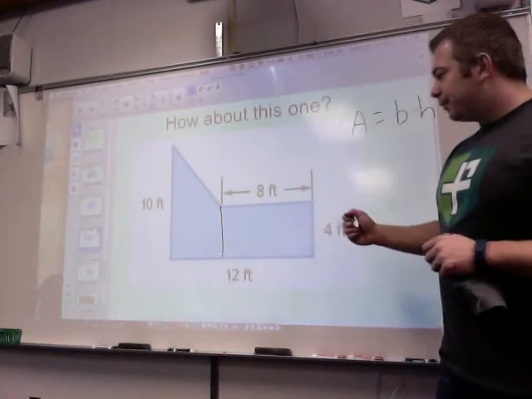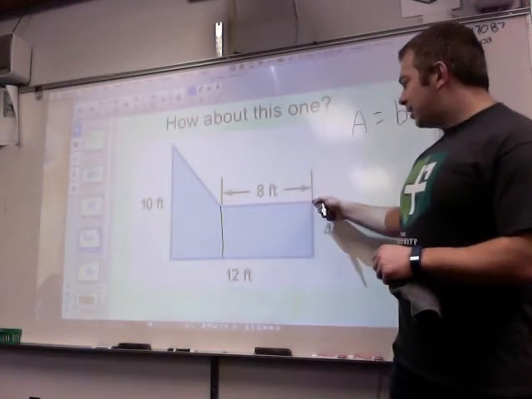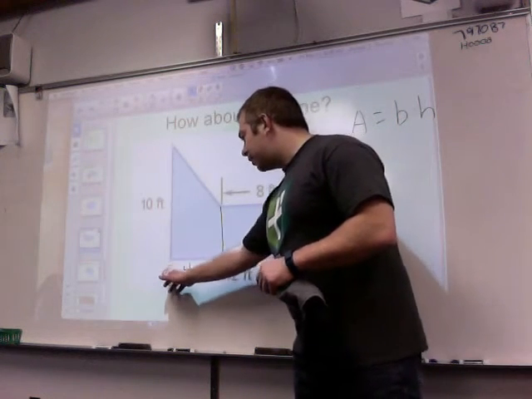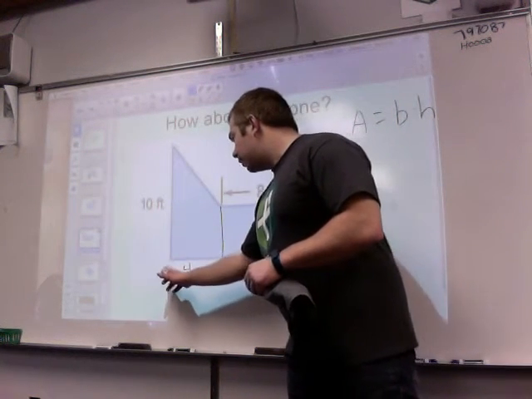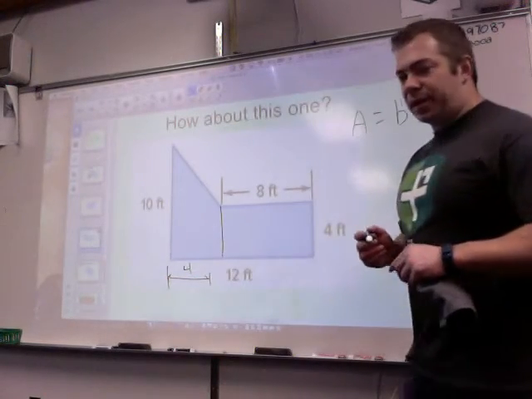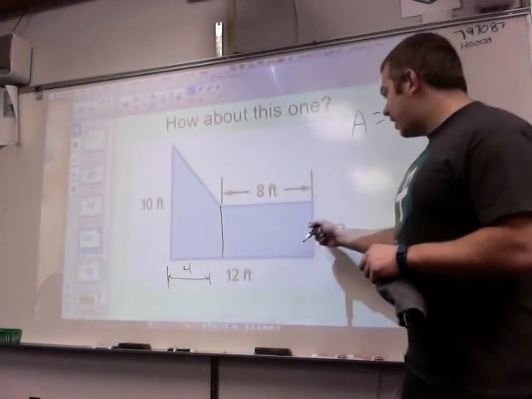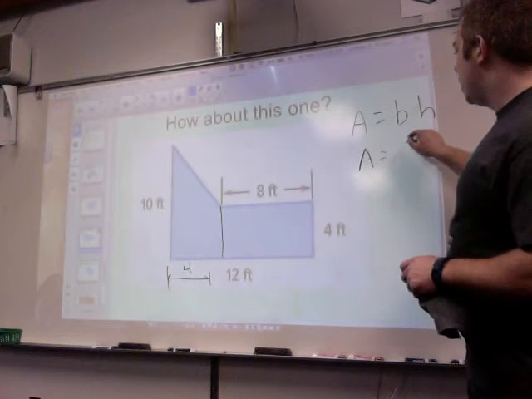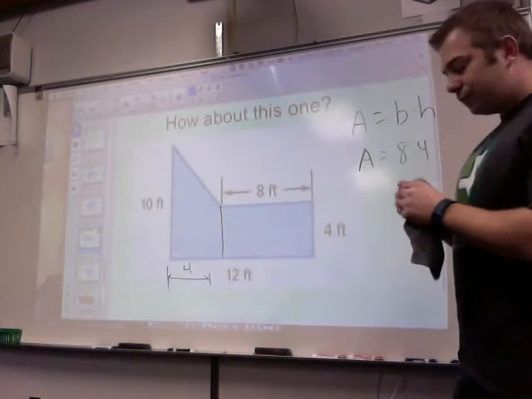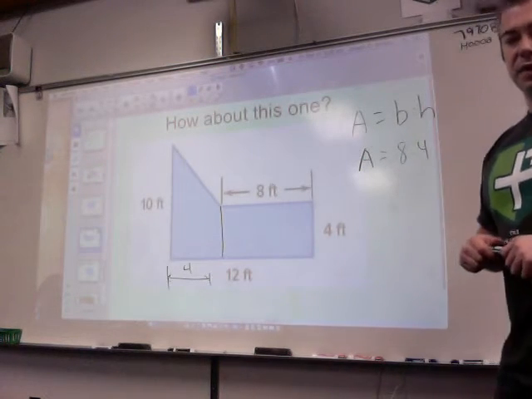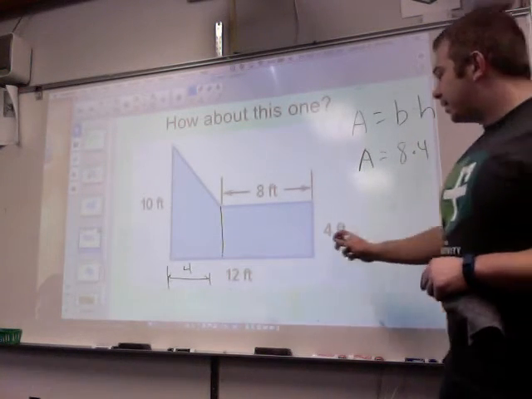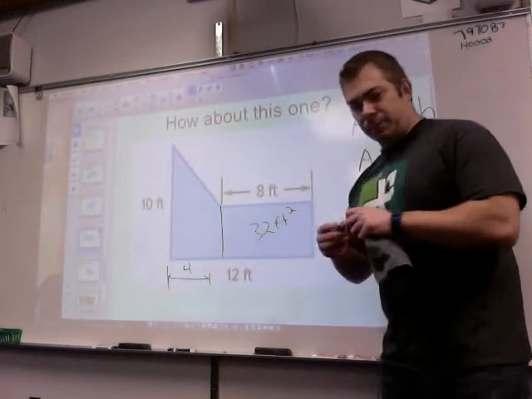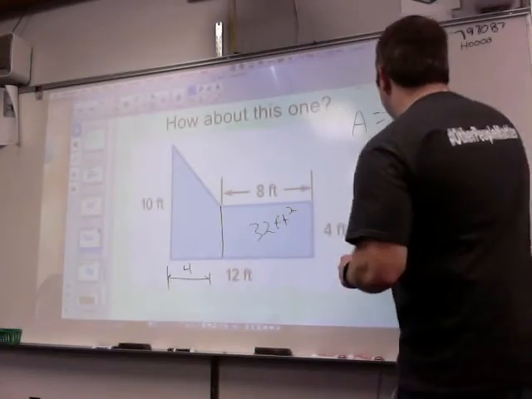And before I go ahead, if this piece is 8, 12 minus 8 equals 4, so this piece from here to there is 4. So I'm going to keep that in mind. So this base is 8, my height is 4. So my area of that rectangle would be 8 times 4. And of course that is 32. Alright, so this area is 32 feet squared. That's all good.